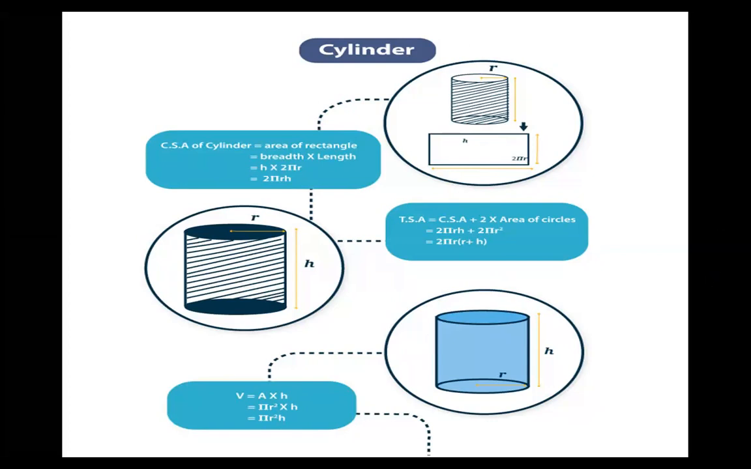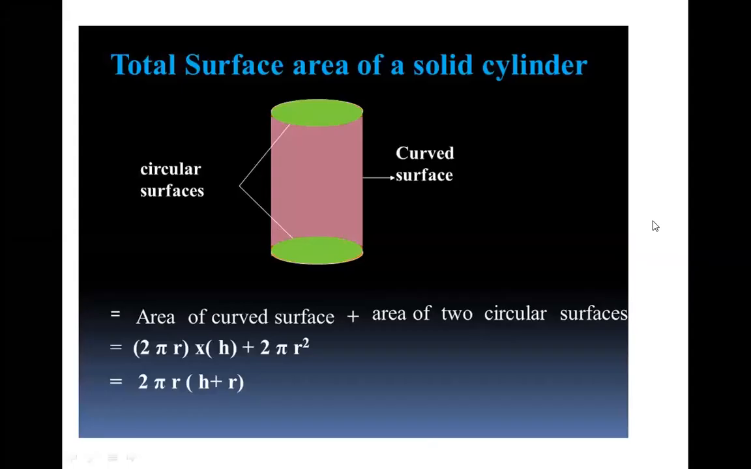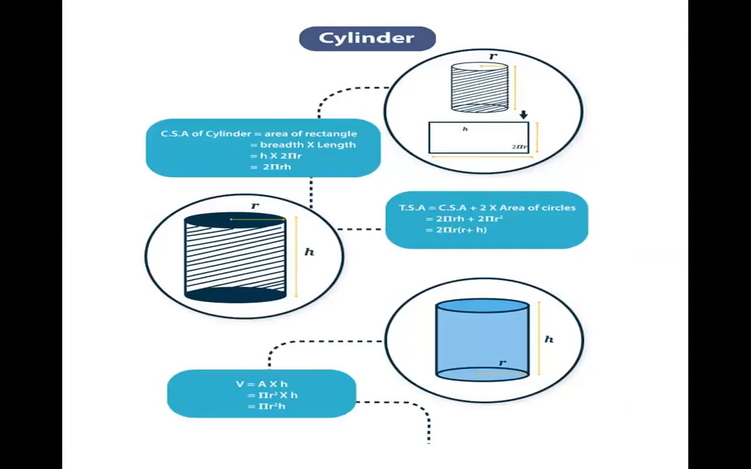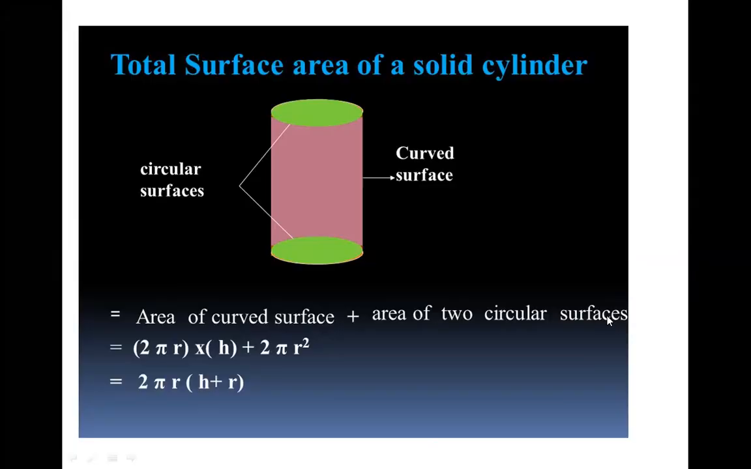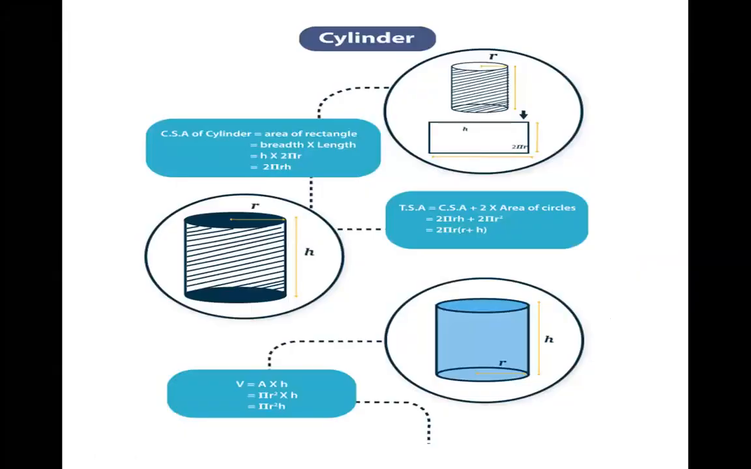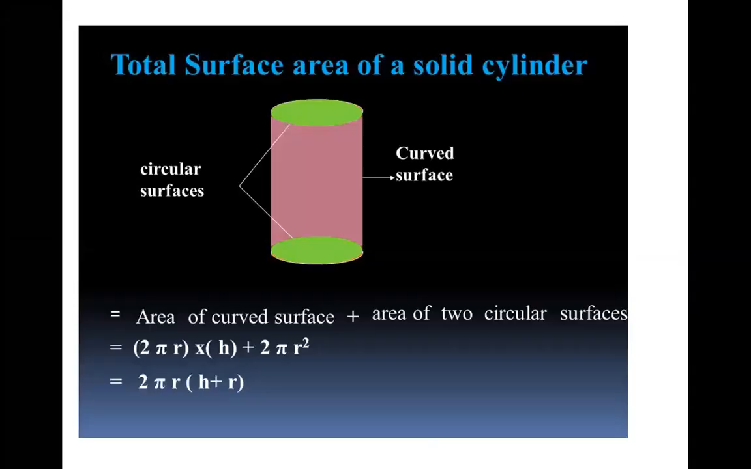So remember these formulas always. Yes, these three formulas you must remember. The first is the curved surface area, that means the surface area of the cylinder, which is 2 pi r h. And the total surface area, which includes the two circle areas, is 2 pi r (r plus h), and then the volume.